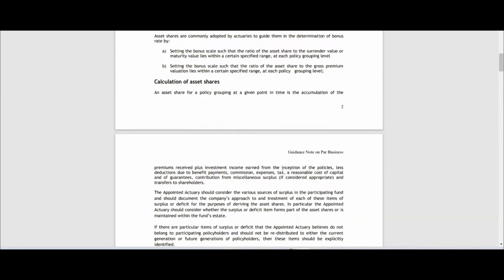So we can visualize that very easily. The problem starts with the reasonable cost of capital. Like, we cannot visualize what is cost of capital here in this case, right? And guarantees and contribution from miscellaneous surplus. What is miscellaneous surplus here? And also transfer to the shareholder, right? Those are the concepts that are not very clear.